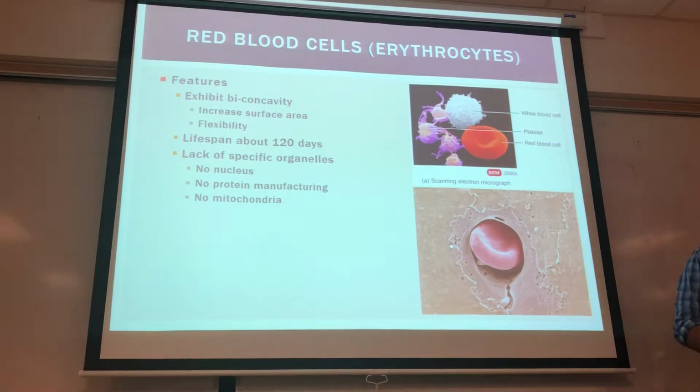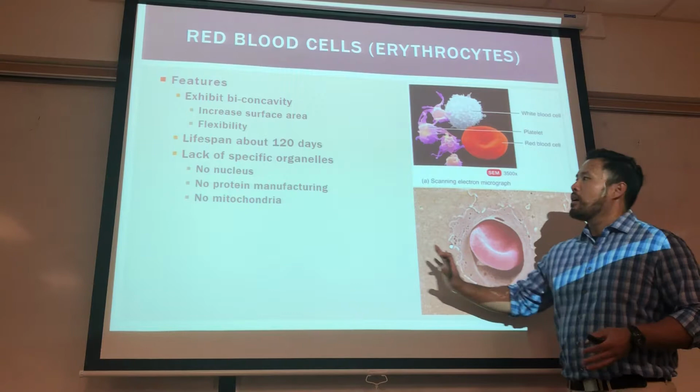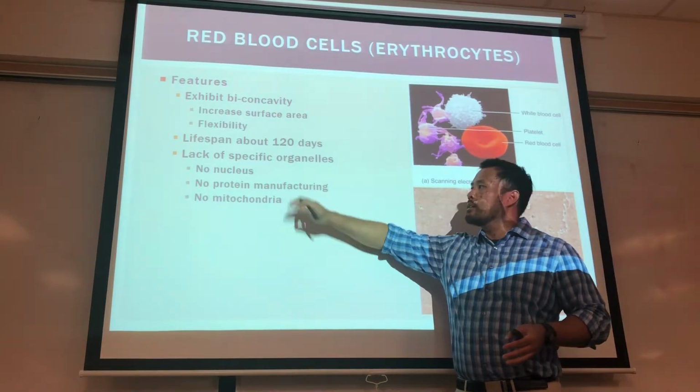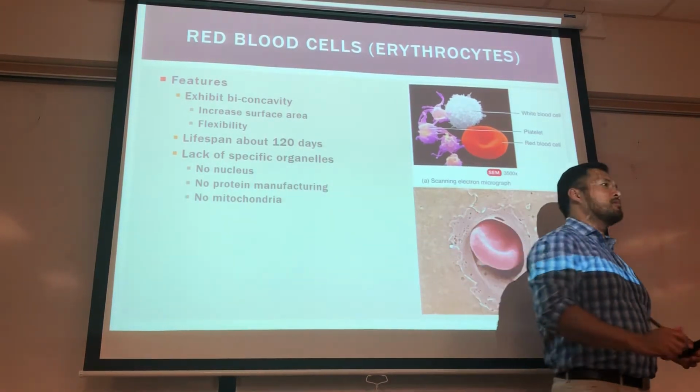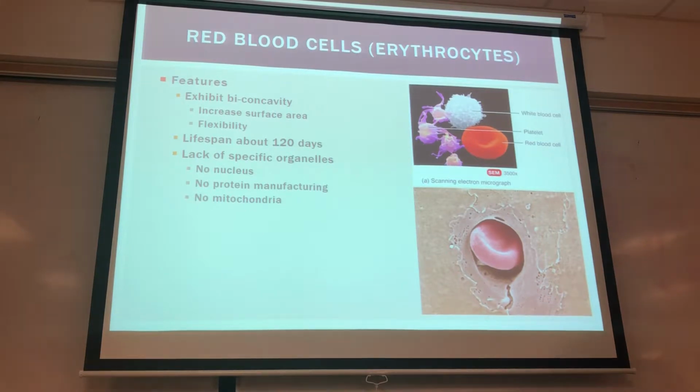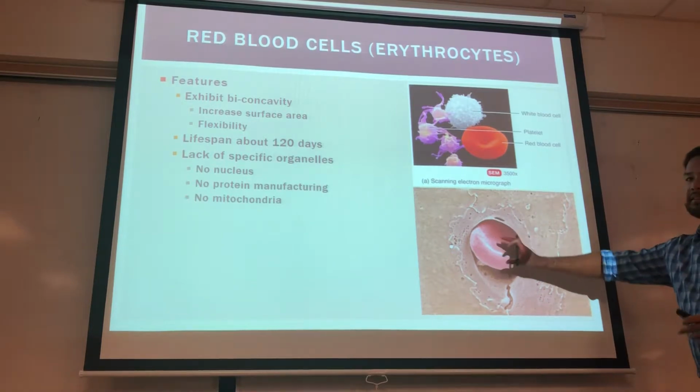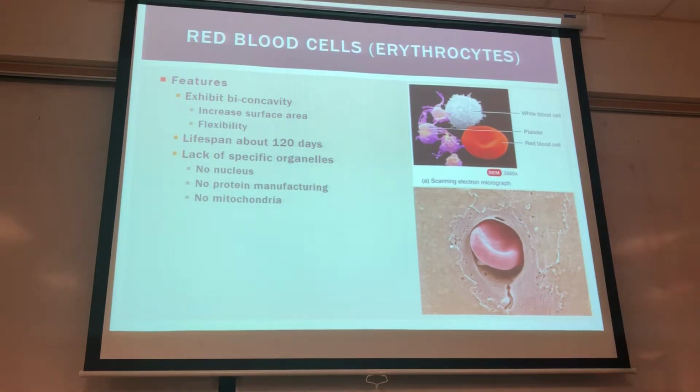Why is the lifespan only 120 days? You would specifically see that it's been stripped of all these organelles. So it doesn't have a nucleus. So there's not much DNA in a red blood cell. You would see there's no protein manufacturing, meaning it doesn't have a Golgi apparatus, it doesn't have endoplasmic reticulum. Again, things that would allow our red blood cell to assimilate to a very small shape. And then most importantly, it doesn't have any mitochondria.